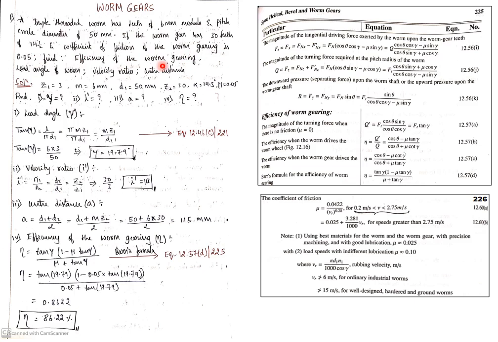Now what is asked? Find the efficiency of the worm gearing, lead angle of the worm, velocity ratio, and center distance. Let's see how to solve. The very first thing is the lead angle. The formula for lead angle we get from page number 221. tan gamma equals lead divided by pi d1, where the lead is the distance moved in one rotation of the worm, that is pi into m into z1. If you cancel it, you get m into z1 divided by d1. These formulas we get from the data handbook. Just substitute the values and you will get gamma, that is the lead angle.